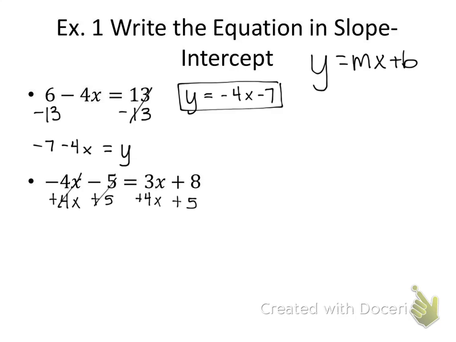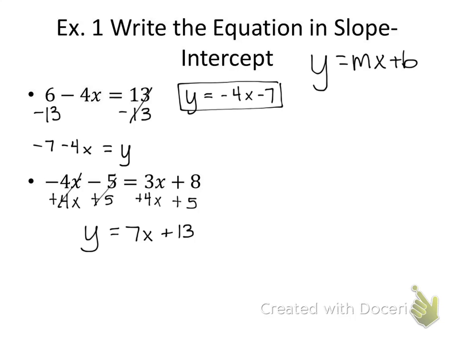So now what am I left with on that left side? 0 or nothing. 3x plus 4x is 7x. 8 plus 5 is 13. The only thing I have left to do is what, Josh Center? I got this, Mr. Rubin. Jared? All right, you're gonna say y equals 7x plus 13. Very good. All I do is take out the 0 and replace it with y.